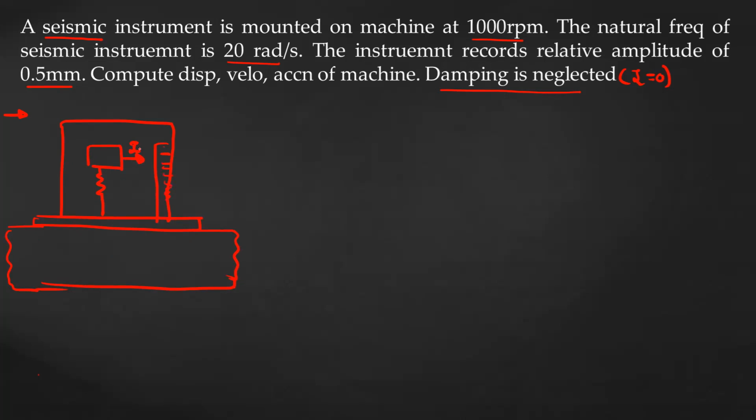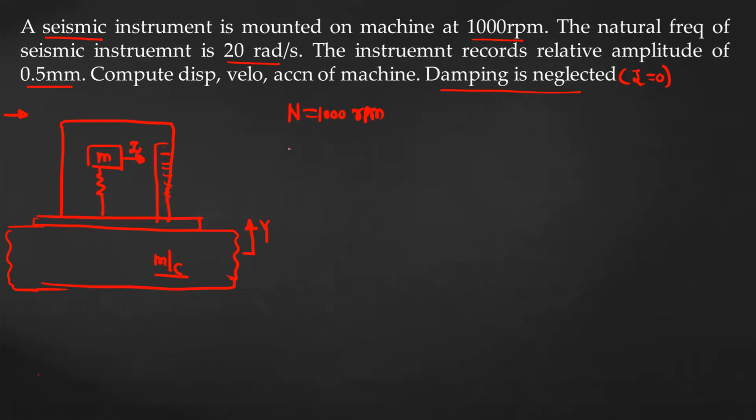This is the relative value, that is called the recorded value, Z. This is the mass. And this is the actual value of vibration for the machine. So what is given? The seismic instrument is mounted on the machine which is running at 1000 rpm. This 1000 rpm is nothing but the external frequency.